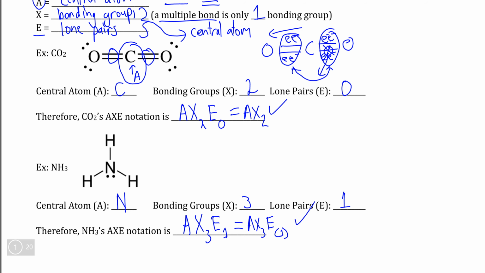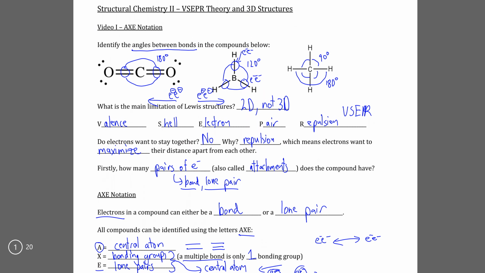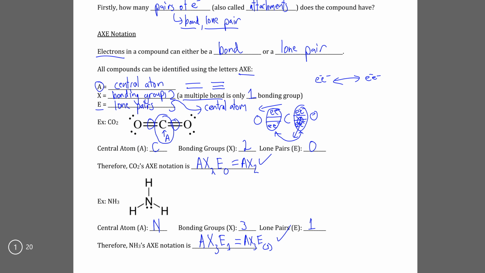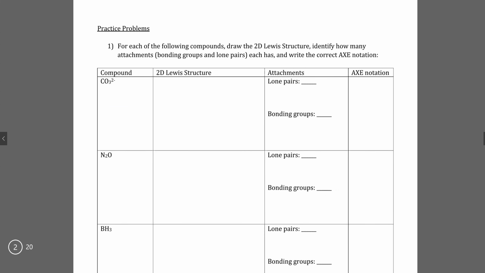In the next video, we're going to take a look at how AXE notation can be used in order to represent molecular structures in 3D, and for now, to make sure that you have a solid understanding of AXE notations, you can try the practice problems below, in which you will need to practice and solidify your understanding of drawing Lewis structures in 2D, and then using that structure to identify the number of lone pairs and bonding groups in order to find the AXE notation of the structure.